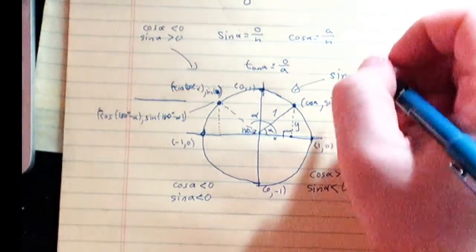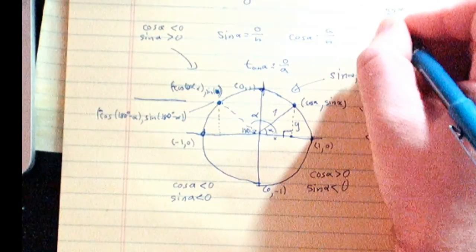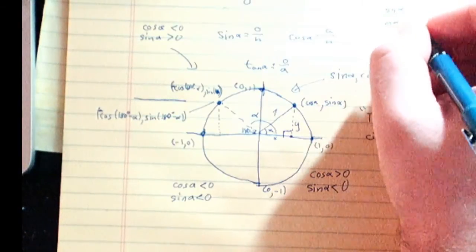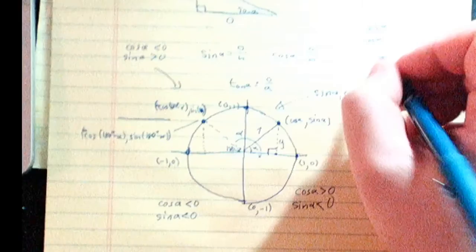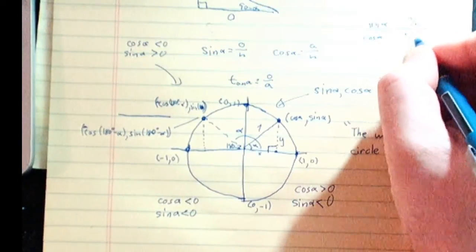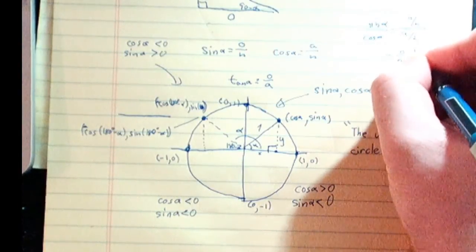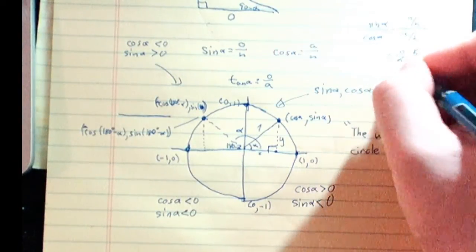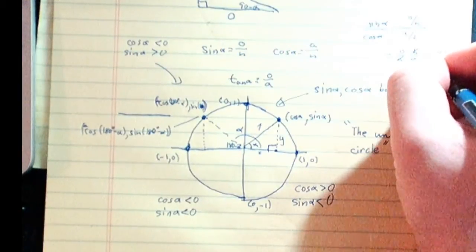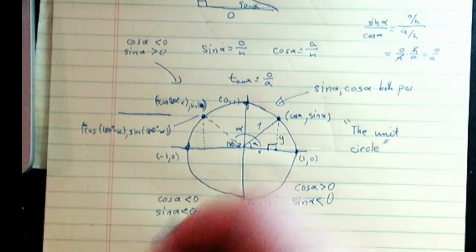opposite over adjacent up here, but if you look at sine alpha divided by cosine alpha, that's equal to opposite over hypotenuse divided by adjacent over hypotenuse. That's just fraction division, so that's opposite over hypotenuse times hypotenuse over adjacent. Cancel hypotenuses. That's opposite over adjacent, which is tangent. So in other words, tangent theta is just sine over cosine, or on the unit circle, that's y over x.